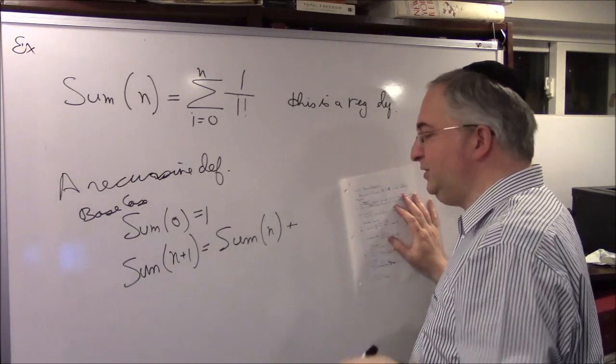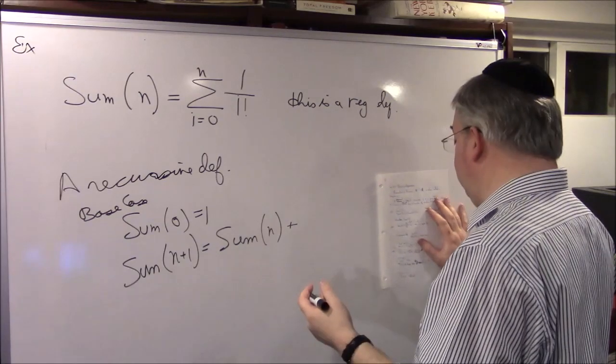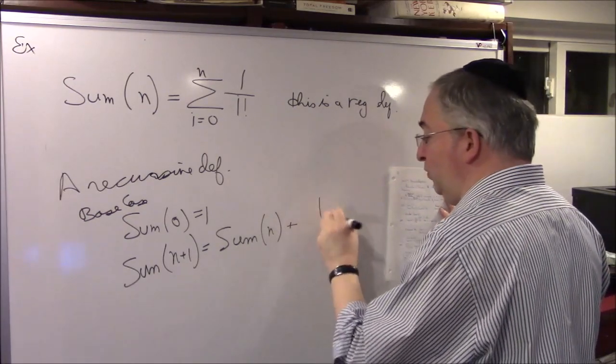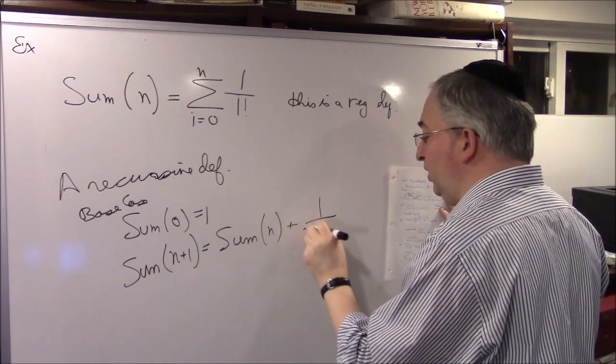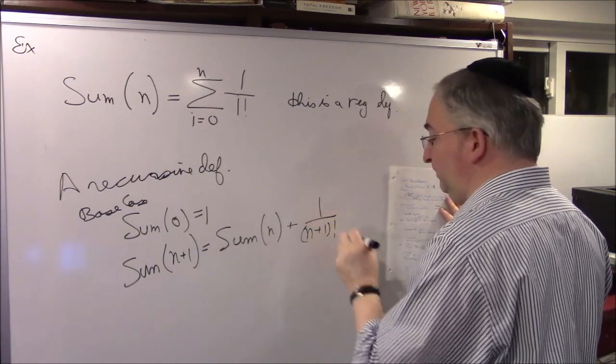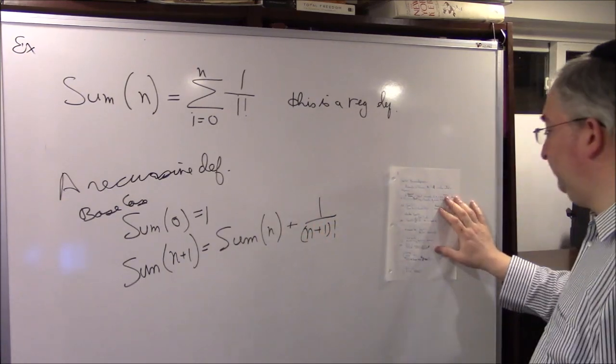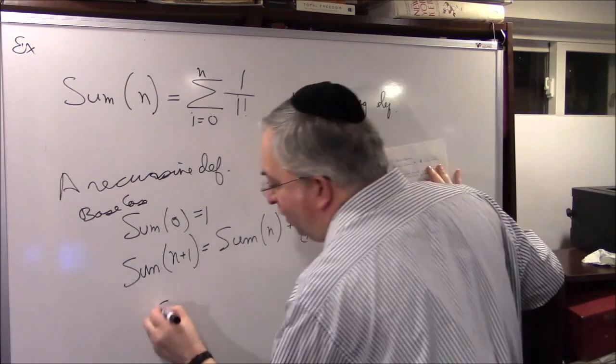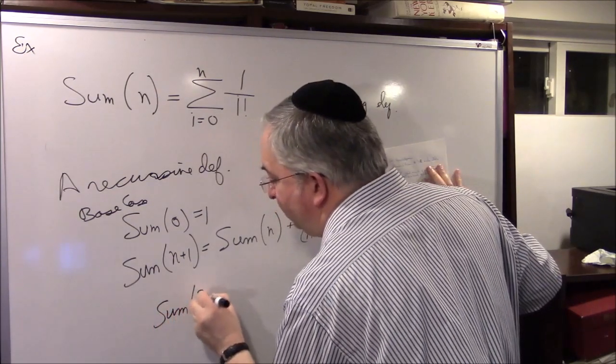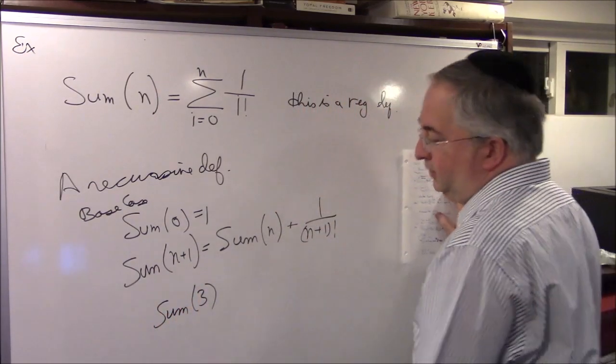Manually means with your hands, write in the last one. So what's the last one? N plus 1 factorial. Okay, and we can ask ourselves, what is sum of 3? So let's figure it out.